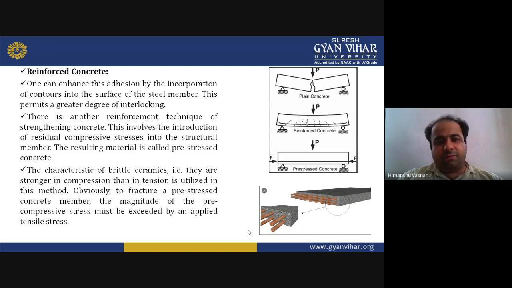The characteristic of brittle ceramics, that they are stronger in compression than in tension, is utilized in this method. So obviously, to fracture a pre-stressed concrete member, the magnitude of the pre-compressive stress must be exceeded by an applied tensile stress. This is another technique to strengthen concrete, by introducing residual compressive stresses into a structural member, and the resulting material is called pre-stressed concrete.